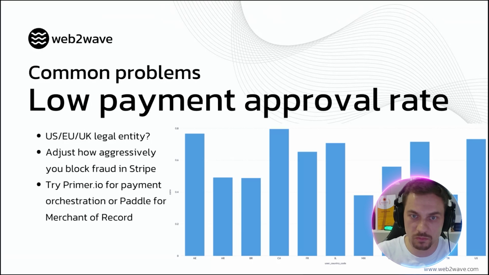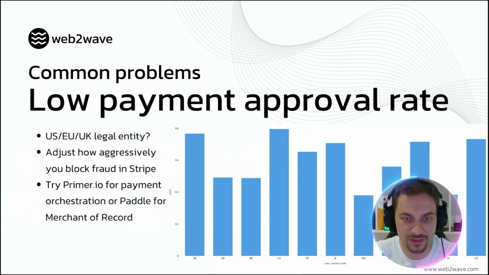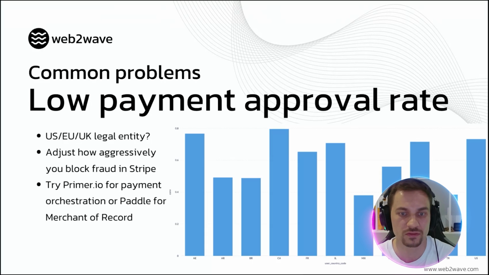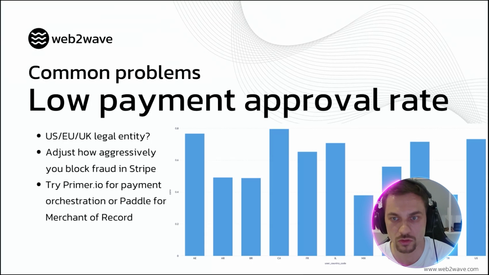With Stripe, it's better to have the same entity in the same country where your users are, but still, well, it's not possible to have entity in every country. So you have to consider this part. Then there may be a lot of errors about the fraudulent payments. You can try to play with it and make the rules not that strict.